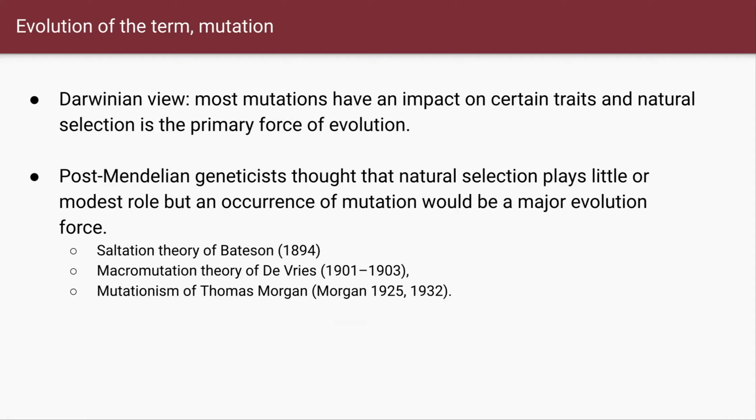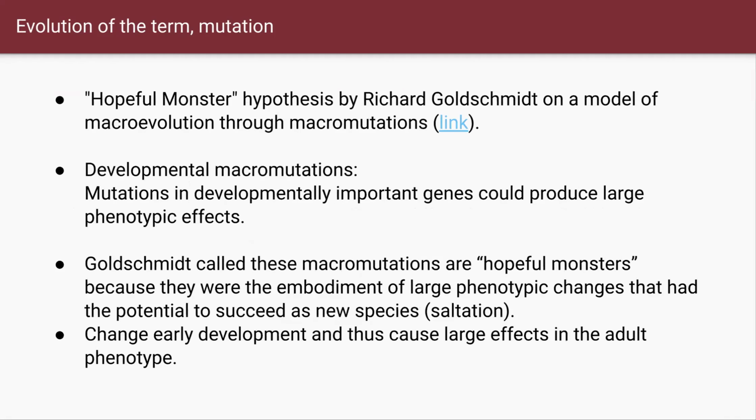In the meantime, there were people supporting Darwin's idea, and some people supporting Mendel's idea, and we call them post-Mendelian geneticists. They still believed that mutation does something greater than natural selection, right? Some people like William Bateson, Hugo de Vries, and Thomas Morgan believed that one mutation, one gene, can do something in evolution.